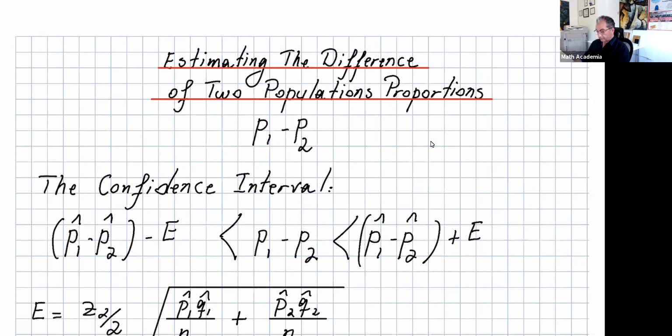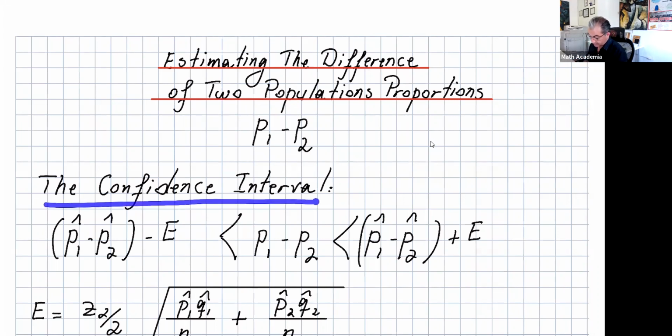Hi everyone. In this video, we're gonna be estimating the difference of two population proportions, as you see on my screen, p1 minus p2. So still we're dealing with confidence intervals. We saw so far estimating one population proportion, estimating one population mean, and estimating one population standard deviation. In this lecture, we're gonna see how we can estimate the difference of two population proportions.